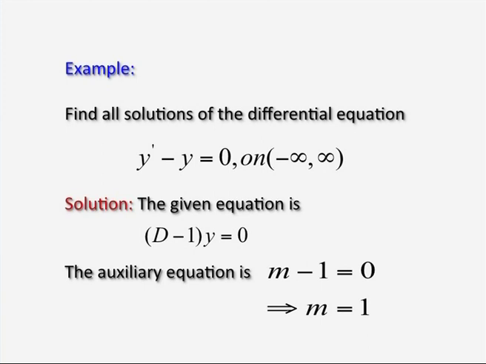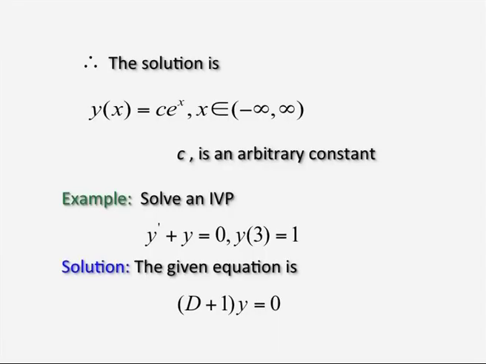As you know, the auxiliary equation is m minus 1 is equal to 0. This is an algebraic equation of degree 1, so it has one root, that is m is equal to 1. Now I will write the general solution of this equation, that is y is equal to c into e power x.